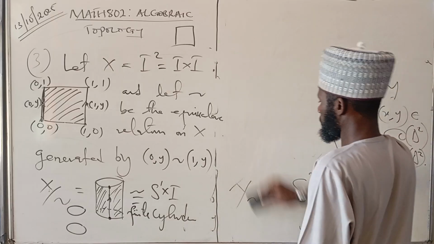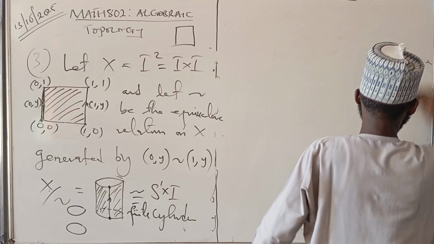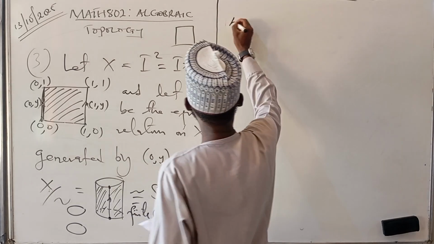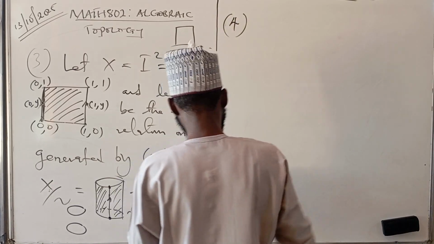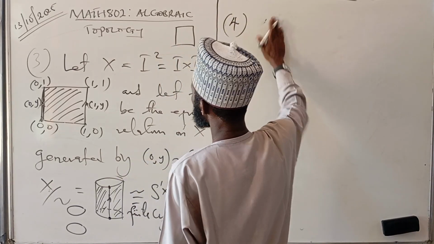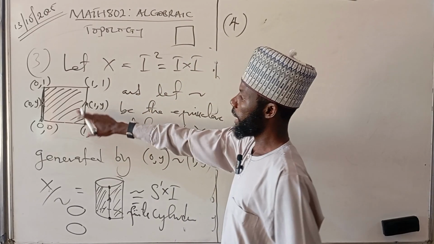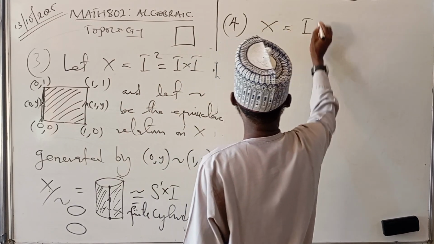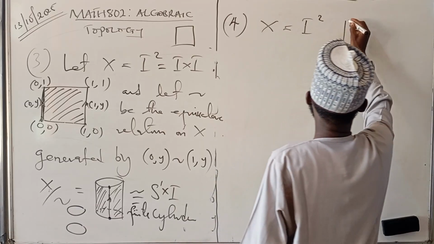So my third example, this is my third example. The fourth one is, you still take that space. So I will continue to be taking this space, because see the identification we have here. If you take X to be the space I2, so still this space.